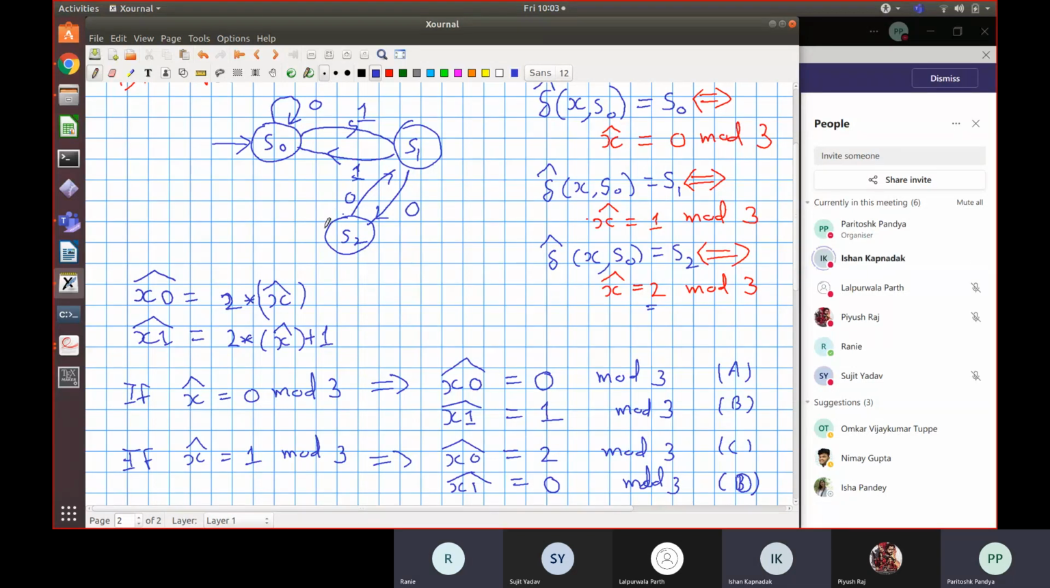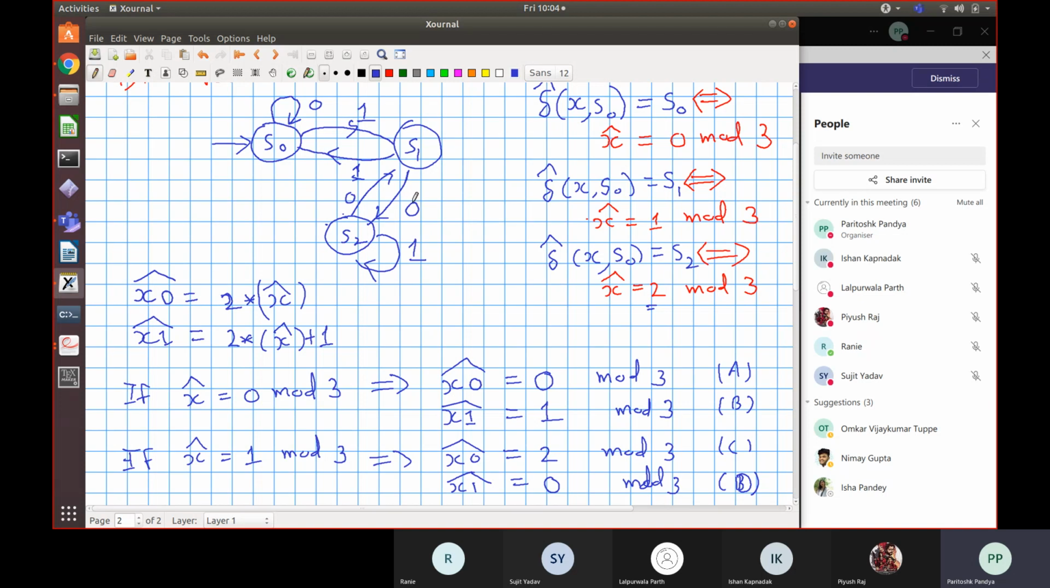Self loop. S0. No. See, remainder was 2. When you append a 1, what happens? You double the number plus add 1. So remainder, which was 2, will become 2 times 2, which is 4, plus 1, 5. 5 means remainder is 2. So from S2, you will remain in S2. Saw the logic? Whenever we append 1, the number actually changes like this. So on a 1, you will remain like this.